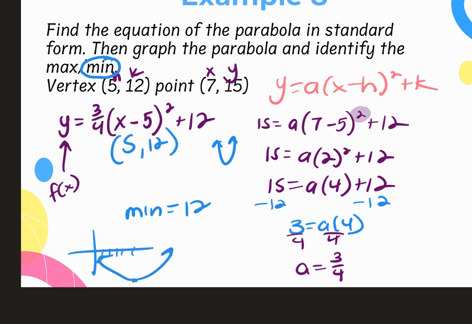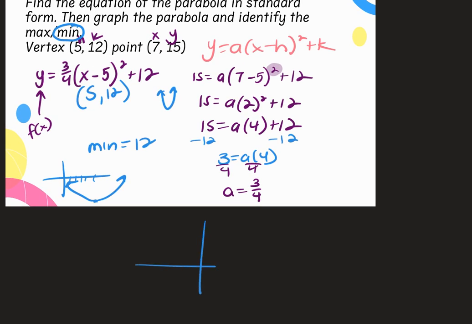So if you actually plotted these points, (5, 12) and 1, 2, 3, 4, 5, my vertex would be up here. I went down 12. I should have gone up 12. This is a minimum of positive 12. That should have been up to 12, and then your graphs would match.